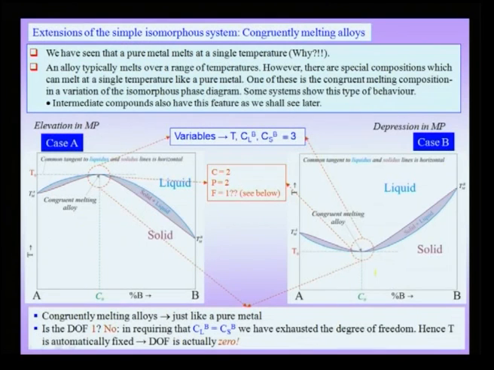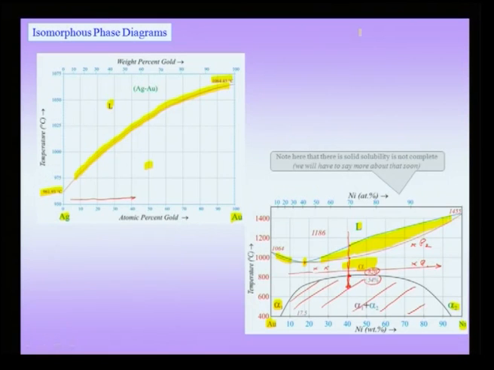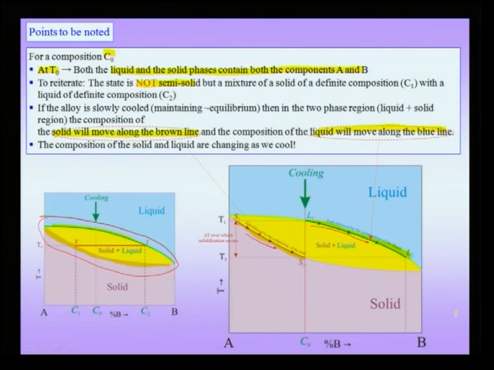Now, let us consider what we may call variations to the simple isomorphous system, and we introduce the concept of what is known as congruently melting alloys. So, if you go back, we had noted that when you have an isomorphous system, it does not look like the real isomorphous system. For instance, we talked about the silver gold system or the gold nickel system. It does not look as ideal as the double lens which we had drawn schematically for an isomorphous phase diagram.